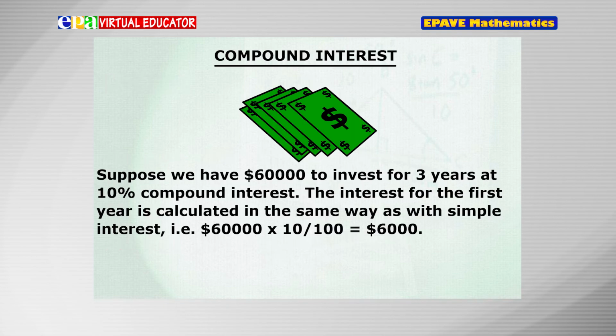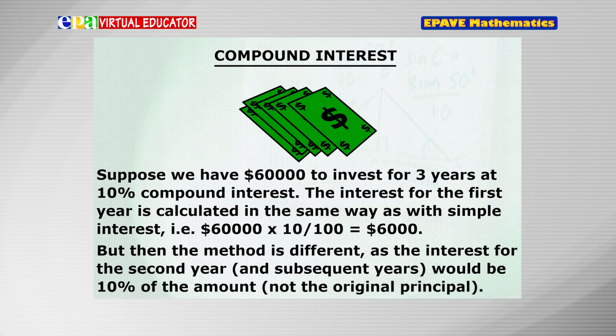Another type of interest is compound interest. Let us suppose we have $60,000 to invest for 3 years at 10% compound interest. The interest for the first year is calculated in the same way as with simple interest. That is $60,000 multiplied by 10 divided by 100, which is equal to $6,000. Then the method is different, as the interest for the second year and subsequent years would be 10% of the amount, not the original principal.